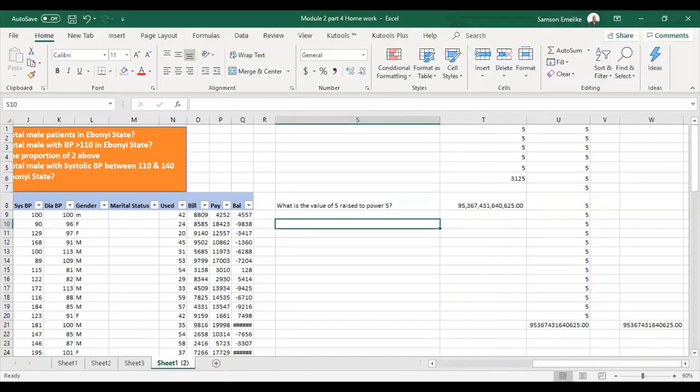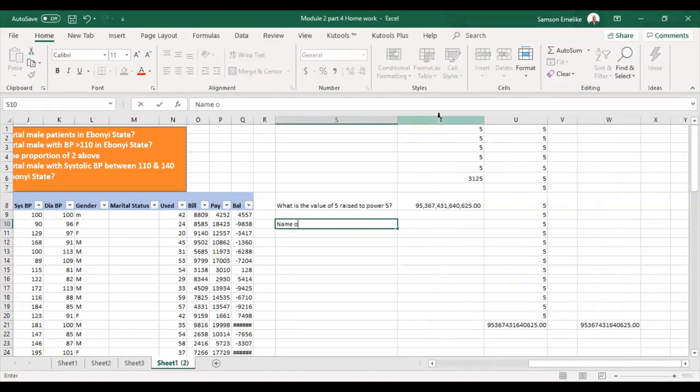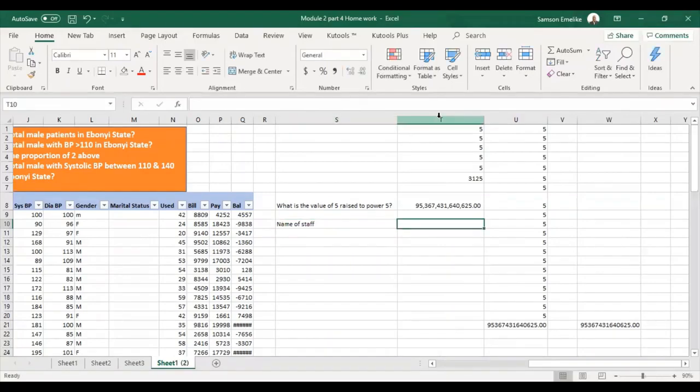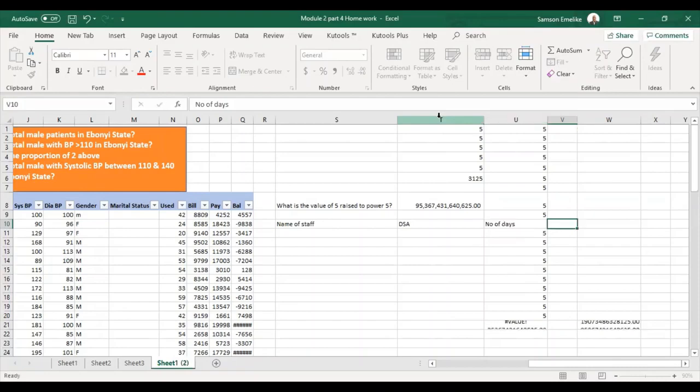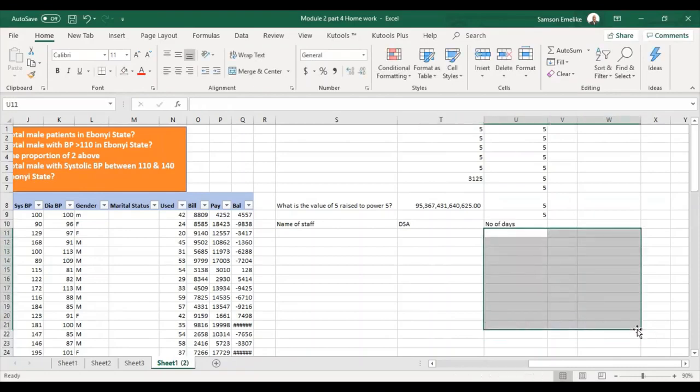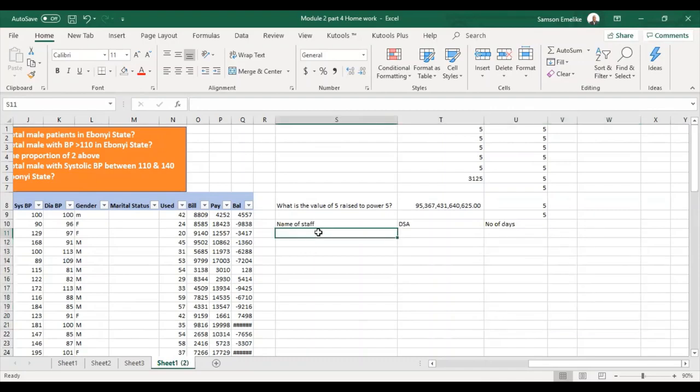Let's do a small budget here. So here we have a name of staff. We have DSA. We have number of days. Okay, so we are done with this. I'm going to delete all this. Okay, so here we have Eno, we have Victor, we have Greg.